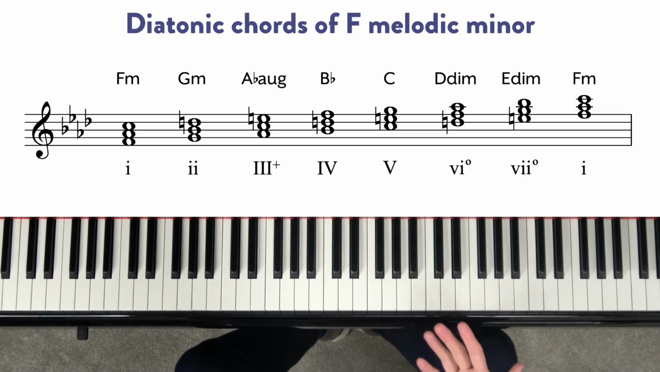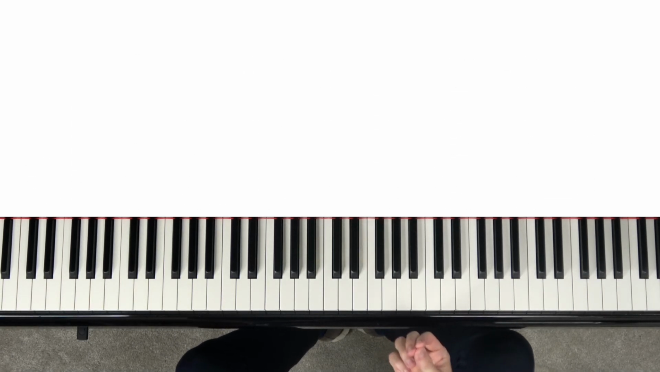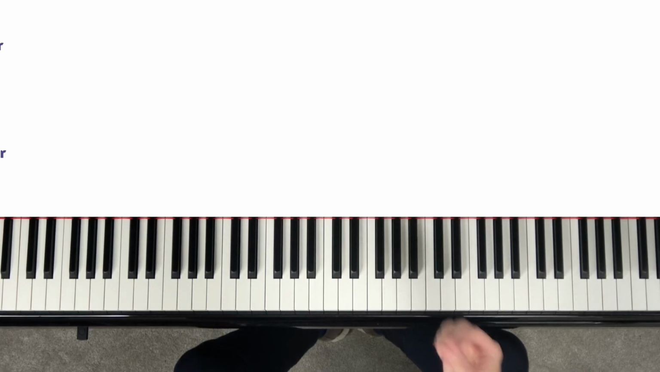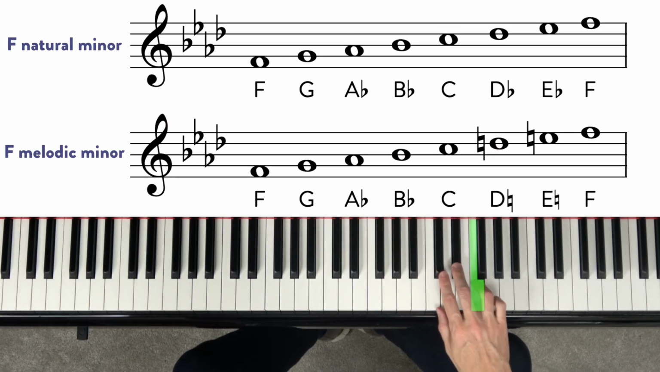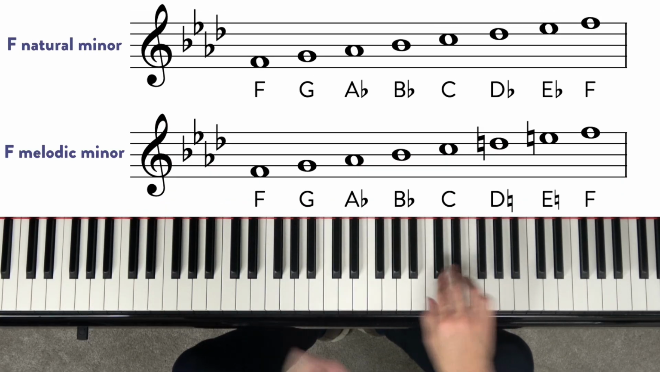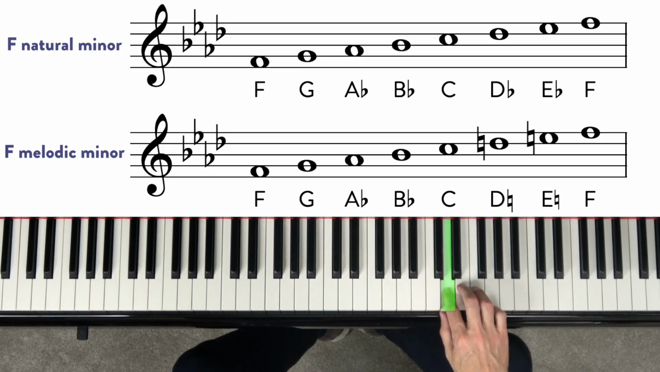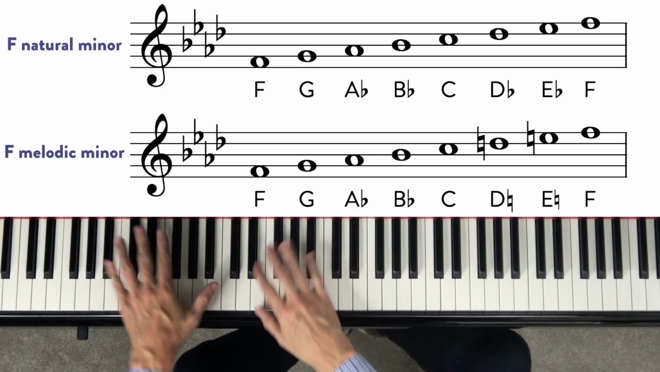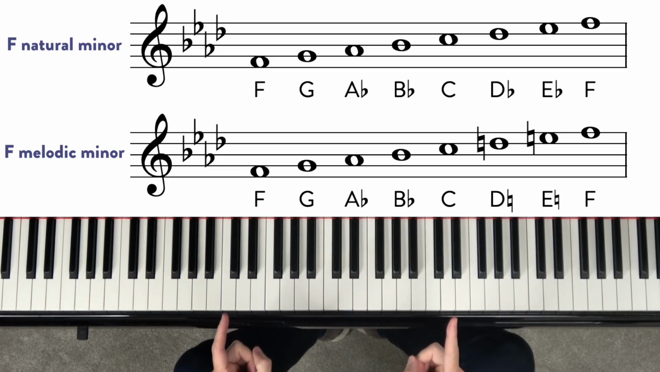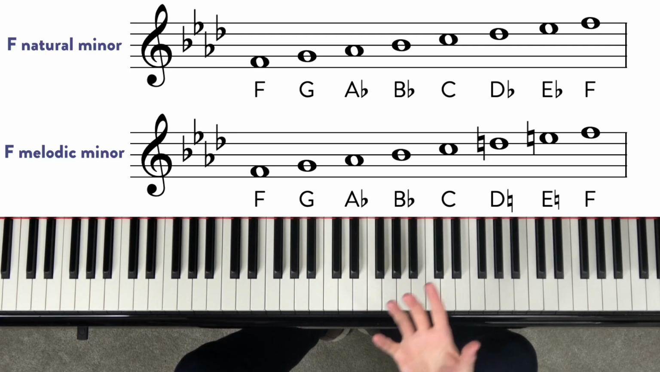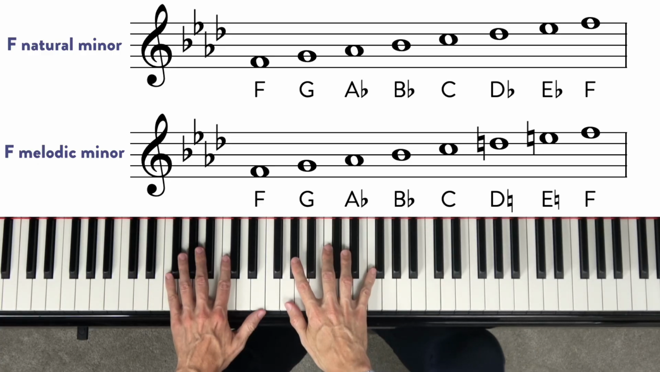Now, let's do an improvisation together. For this improvisation, I want to challenge you to use natural minor part of the time and melodic minor part of the time, depending on the chords I'm playing in the accompaniment. So you're going to have to use your ear and keep track, or at least keep an awareness of what I'm doing. I'm going to play an accompaniment like this.